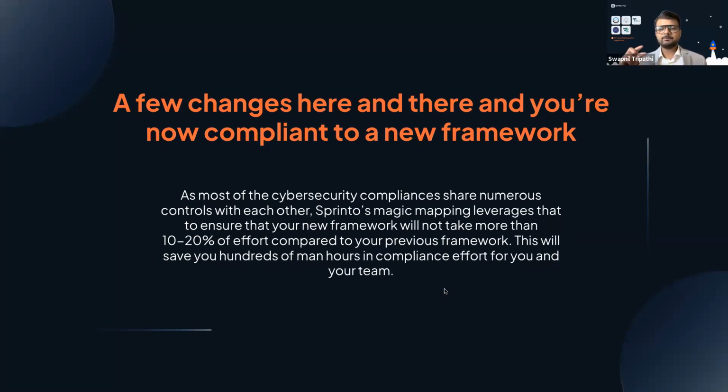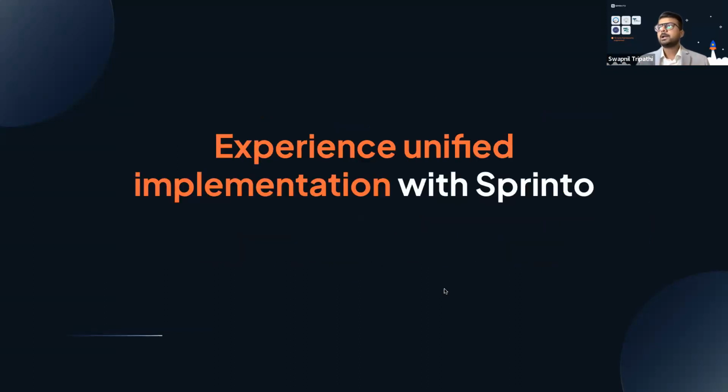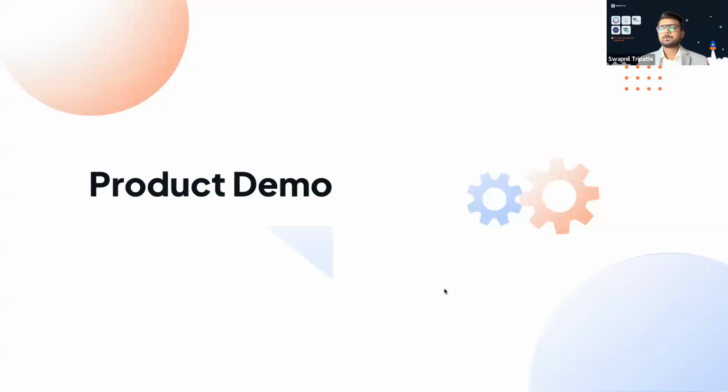So I already have these compliance evidences, right? For me, it's just 15% extra evidences. That means 15% extra effort. And now you are compliant to a new framework, right? That's how easy it is to be compliant to new frameworks on Sprinto. All right. So let us experience what I'm talking about.